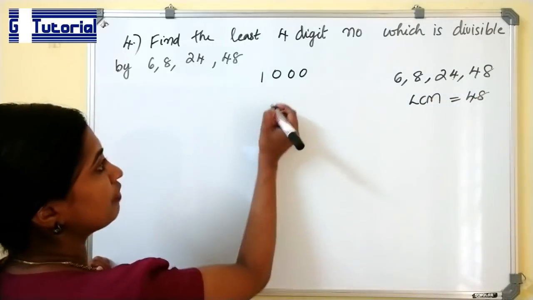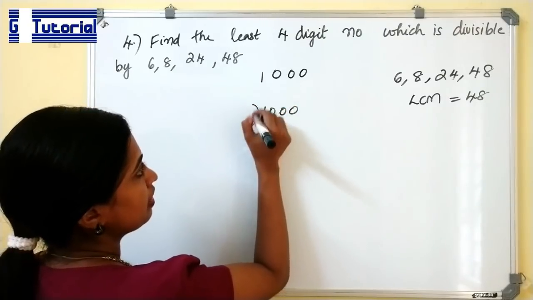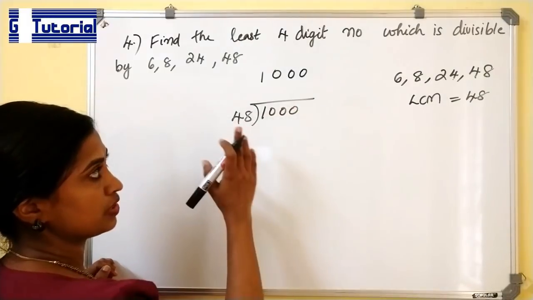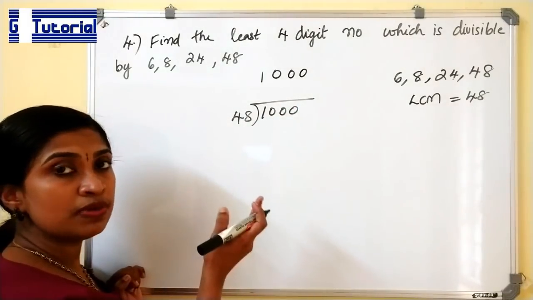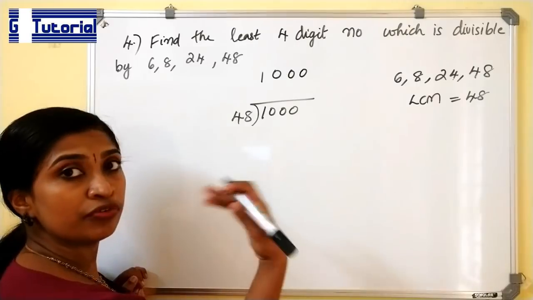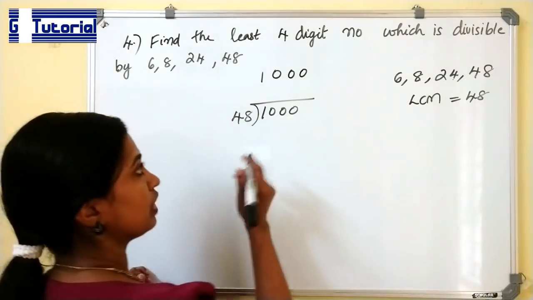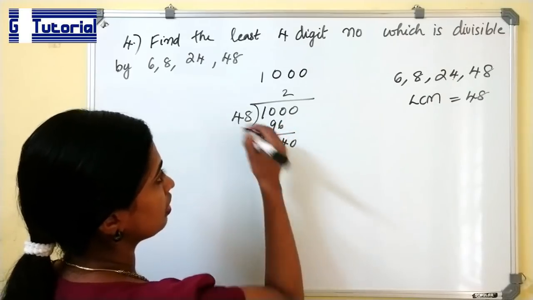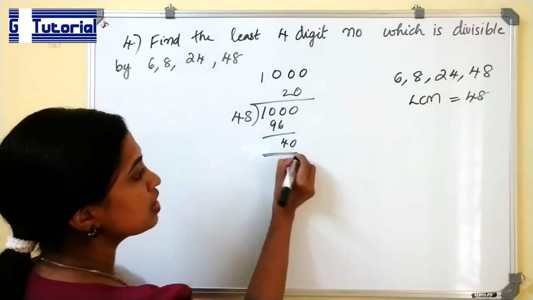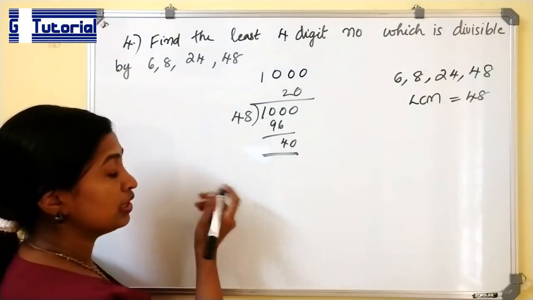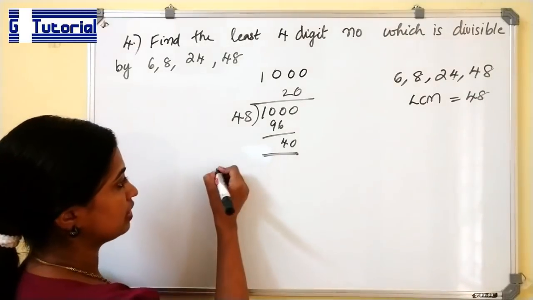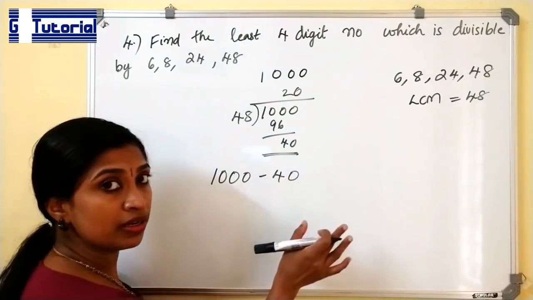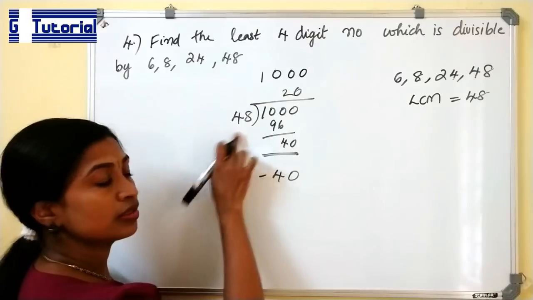Next we have to divide 1000 by this LCM. If it is exactly divisible, then 1000 is the answer to this question. If it is not divisible, we will get a remainder, and then we have to find the number which is divisible by 48. So 48 into 2 is 96. Remainder is 4, 40. So the remainder is 40. As in the earlier case, we subtract: 1000 minus 40 is a number which is exactly divisible by 48.